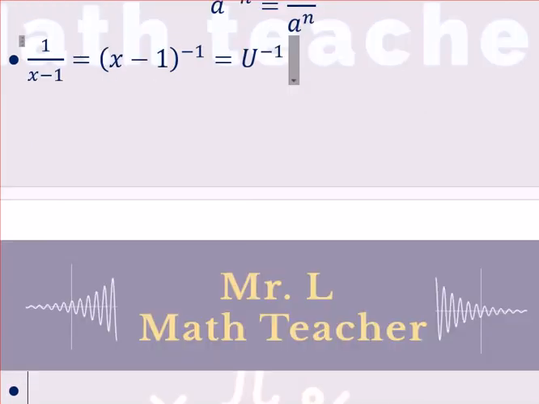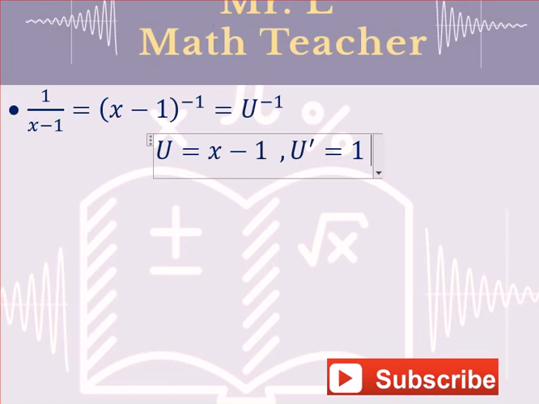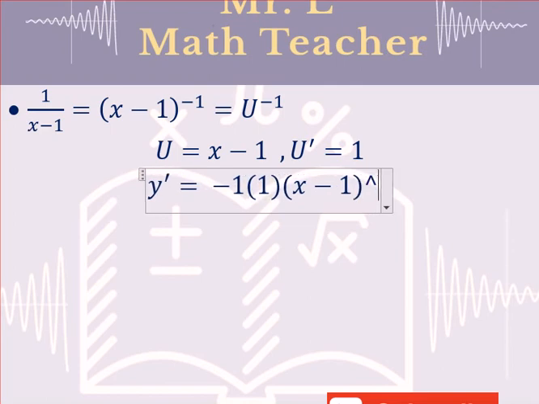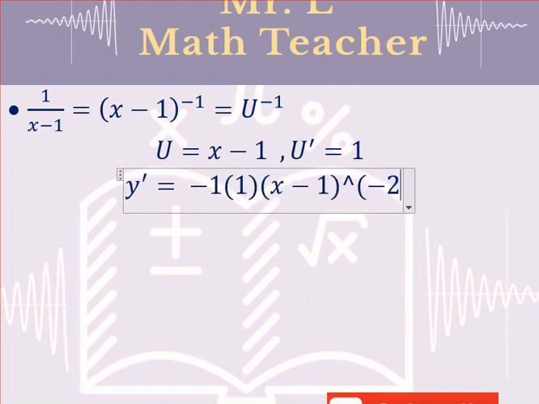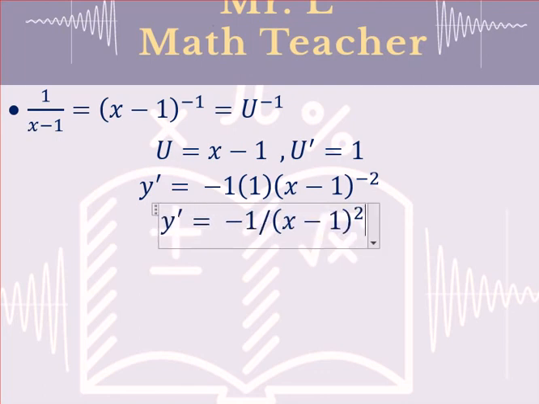So again, all you need to do is find u prime. So you say let u equal x minus 1, u prime is equal to 1, and then apply the rule. So y prime is equal to n, which is -1, multiplied by u prime, which is 1, multiplied by x minus 1 to the power -1 minus 1, so it's -2. And if you need to simplify more, you can write that y prime is equal to -1 over x minus 1 raised to the power 2.